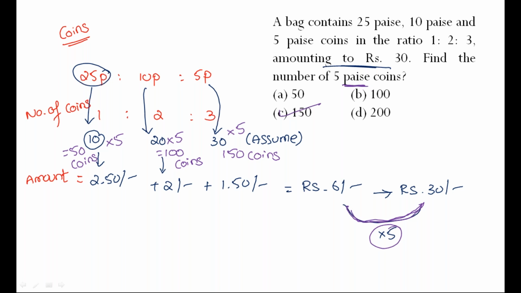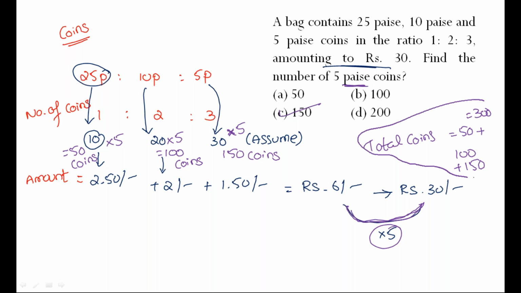So if you perform into 5 here, number of 5 paise coins are 150, number of 10 paise coins are 100, number of 25 paise coins are 50. Sometimes the last question is total coins. 50 plus 100 plus 150, total equal to 300. Total number of coins is nothing but equal to 300.